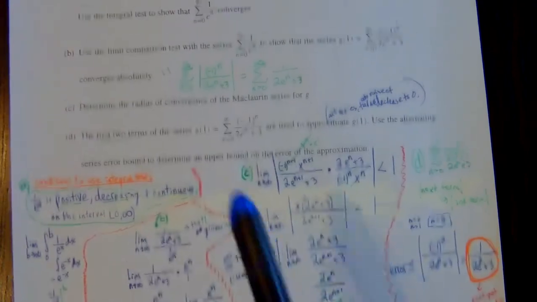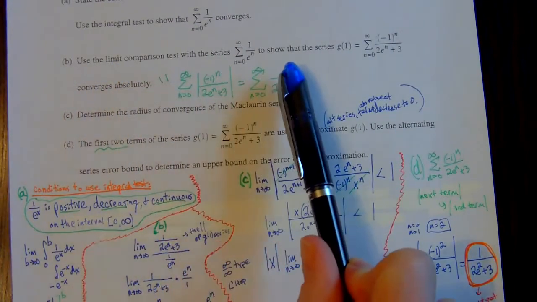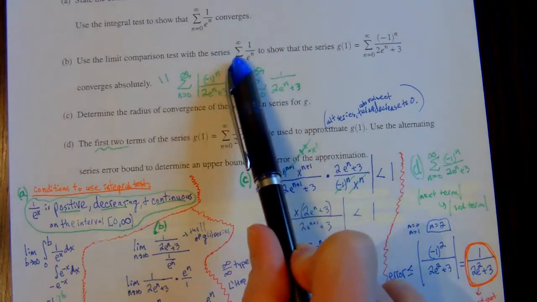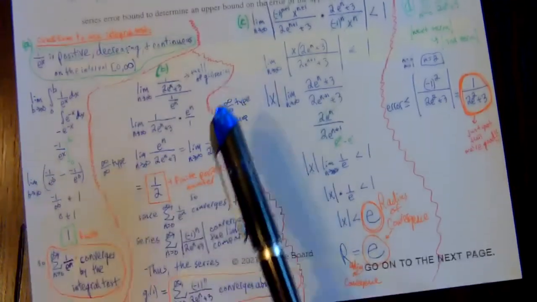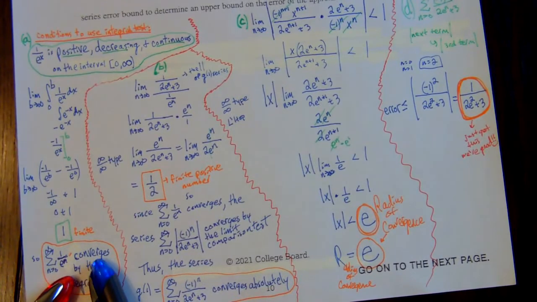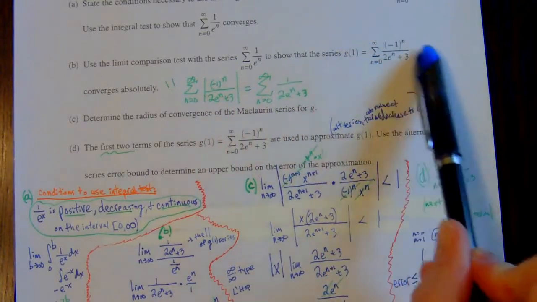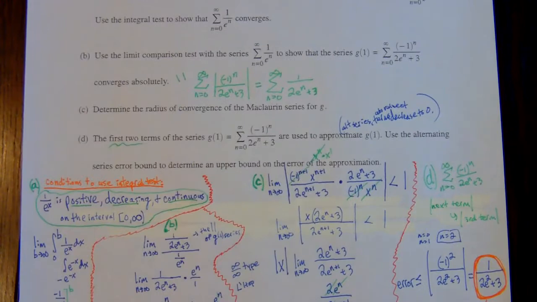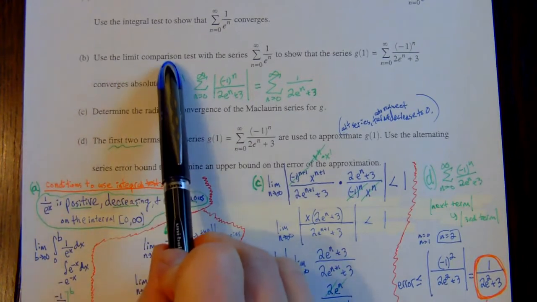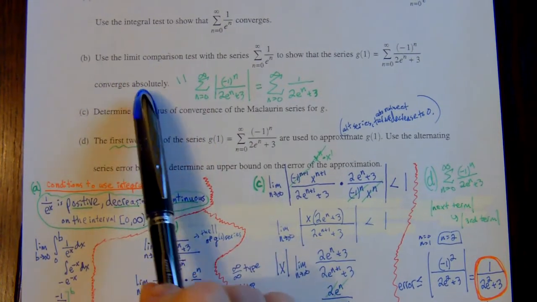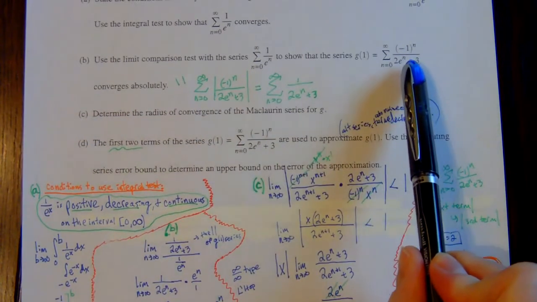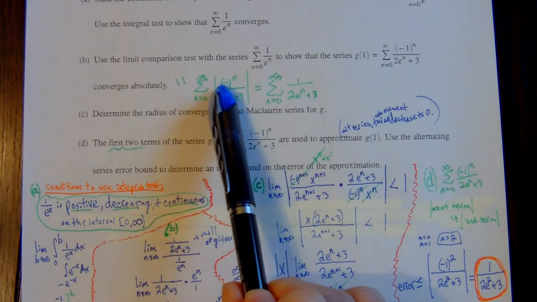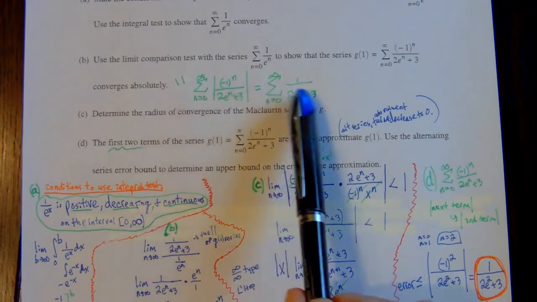Part B says to use a limit comparison test. It gave us the comparison series, and we already know that the comparison series converges, so we don't have to do that extra part. But we have to see if this series converges absolutely. If it does, we have to take the absolute value of that series right there. So it tells us to use a limit comparison test, and you're doing this absolute thing. If I take the absolute value of this series, the absolute value just takes that -1 to the n notation away.